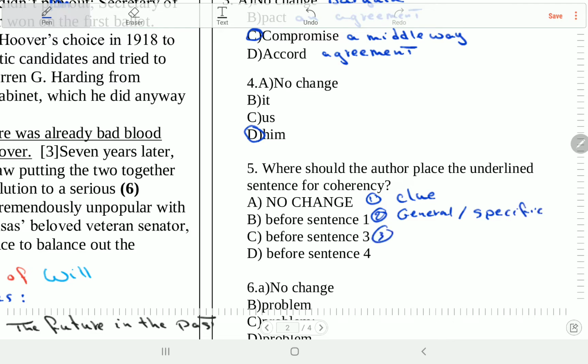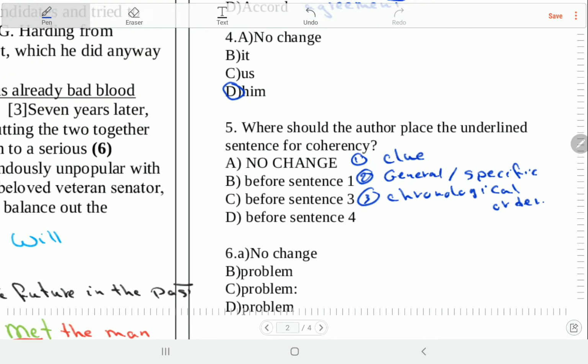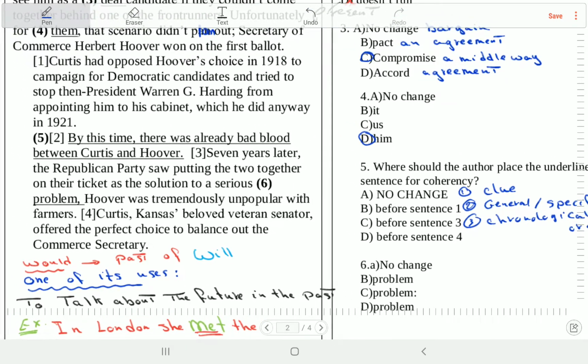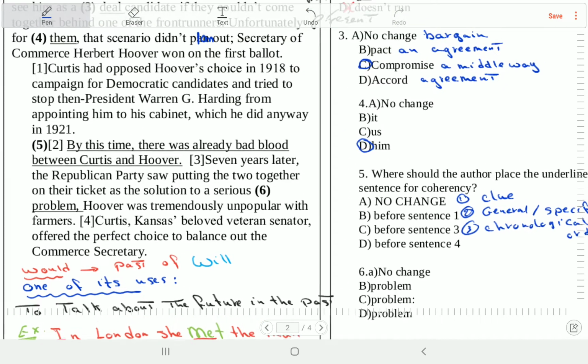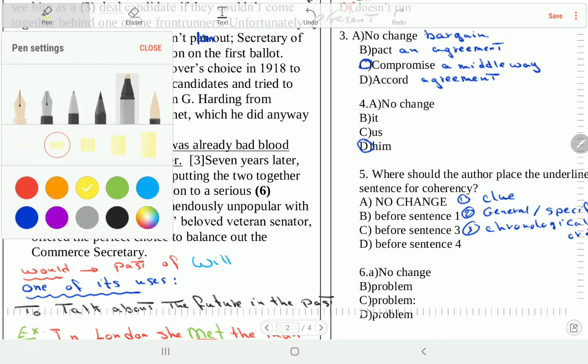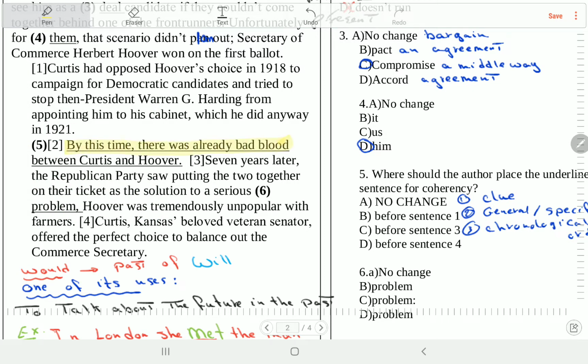Number 3, look for chronological order, which means the order of the sentences by time. We just order what happened first, and then next, what happened. We have a problem, and then we have a solution. Think like that. So let's read the sentence. By this time, there was already bad blood between Curtis and Hoover.